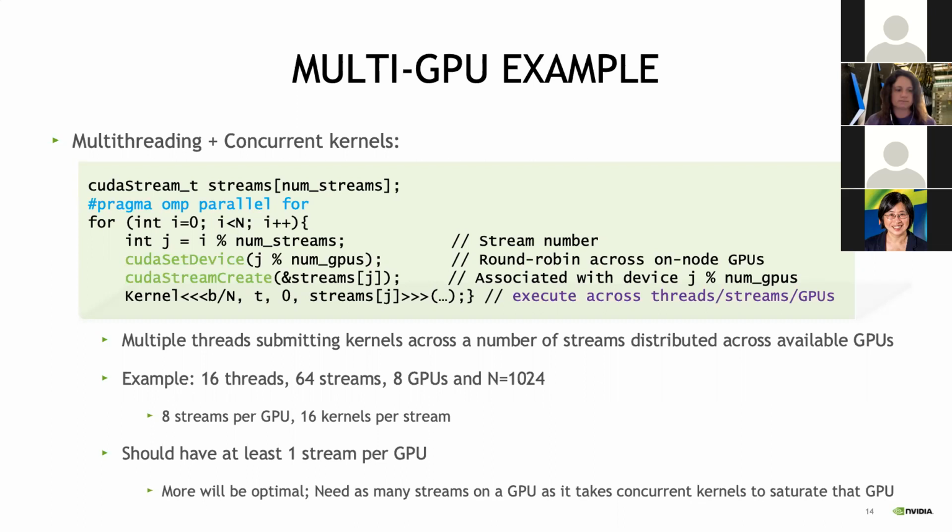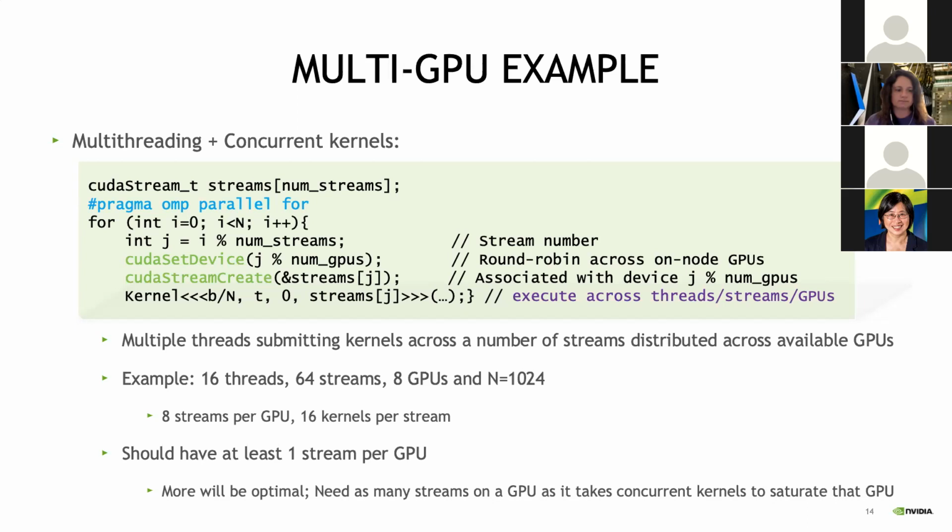An example of what that would look like if we had hypothetically 16 OpenMP threads, 64 streams, and 8 available GPUs, and let's say our N bound was 1024, that would give us 8 streams per GPU because we have 64 streams and 8 GPUs, and then 16 kernels per stream because we have 1024 work items and 64 streams. So we're submitting 1024 kernels across those 64 streams.